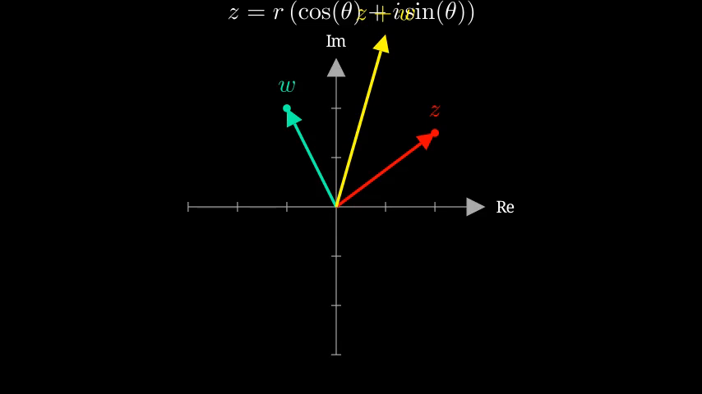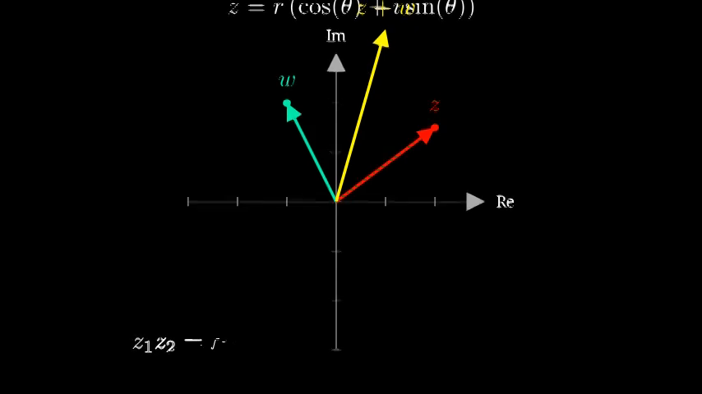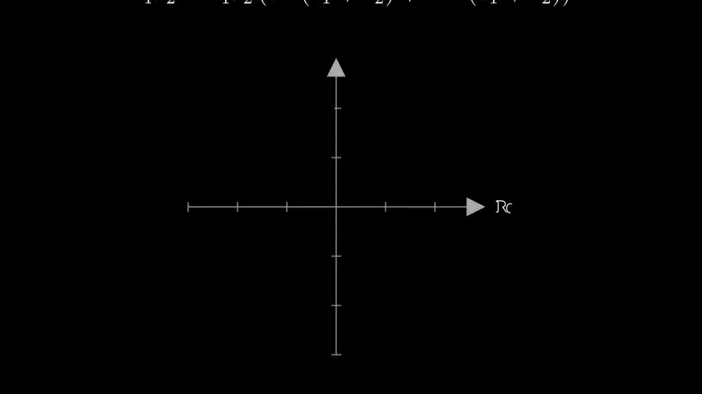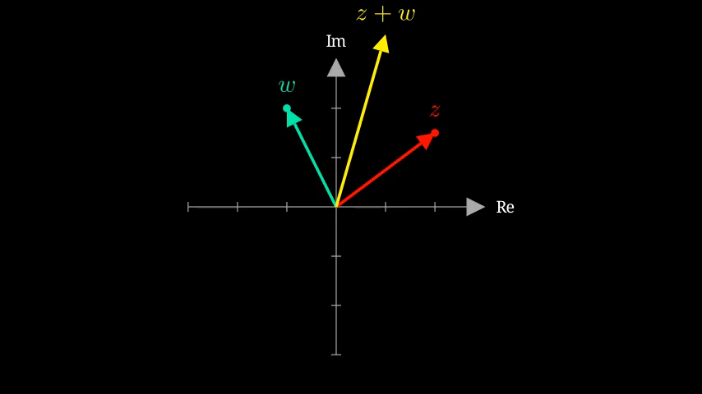Now, the trigonometric form becomes powerful for multiplication. If we have z1 equals r1 times cosine theta 1 plus i sine theta 1, and z2 equals r2 times cosine theta 2 plus i sine theta 2, then their product has magnitude r1 r2 and angle theta 1 plus theta 2. Let's visualize multiplication as a rotation and a scaling. We'll rotate z by adding a new angle and scale it by stretching its length.